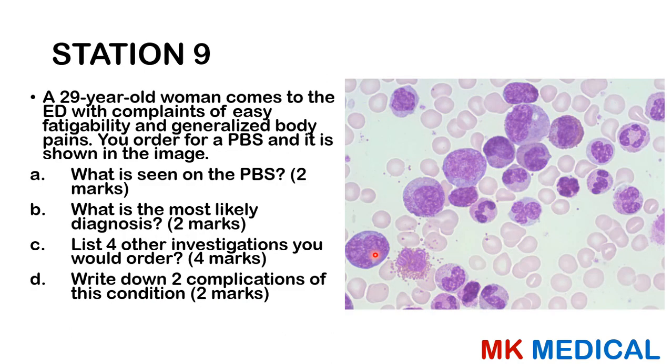Then coming to station 9, a 29-year-old woman comes to the emergency department with complaints of easy fatigability and generalized body pains. You order for a peripheral blood smear and it is shown in the image. What is seen in the peripheral blood smear? What is the most likely diagnosis? List 4 other investigations you would order. Write down 2 complications of this condition. You may pause the video at this particular moment. And here comes the answer.